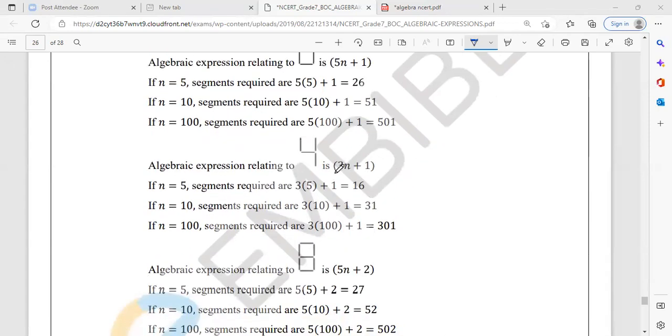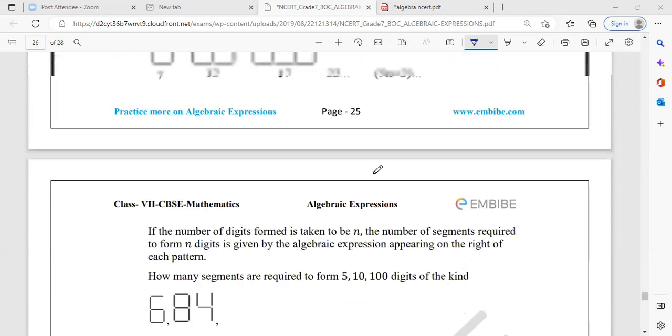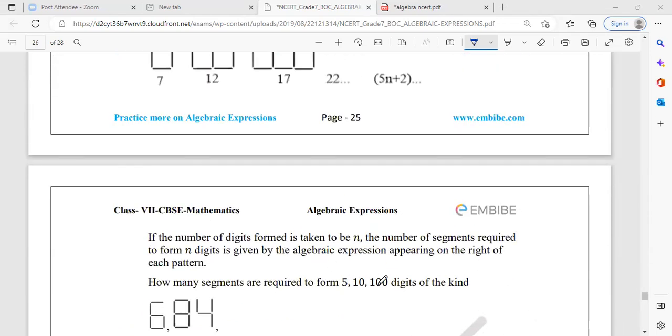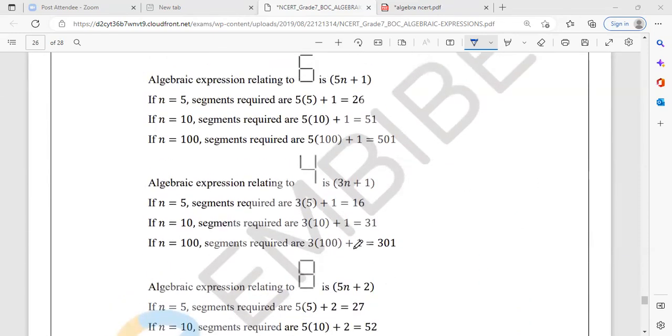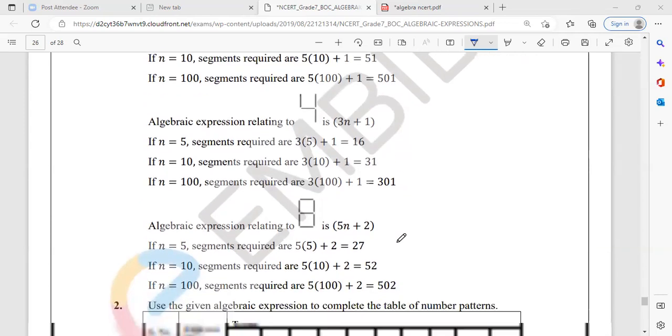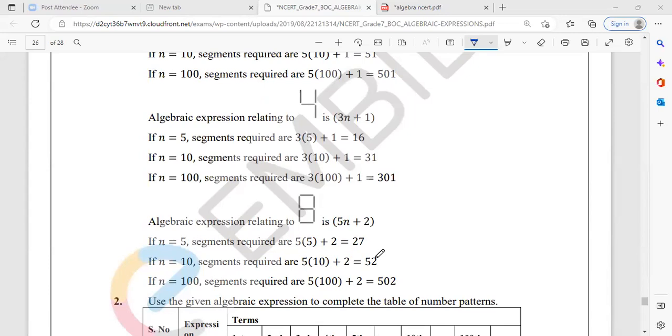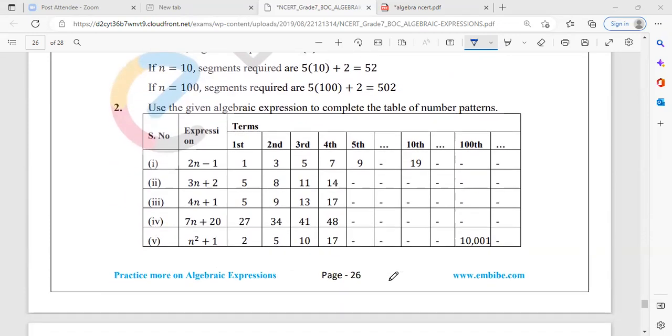And then the algebraic expression related to this. Over here, you got to know that you have 5, 10 and 100. Then coming to this, you just have to put in the values in 3n plus 1. You will put 16, 31, 301. And putting this, 27, 52 and 502.